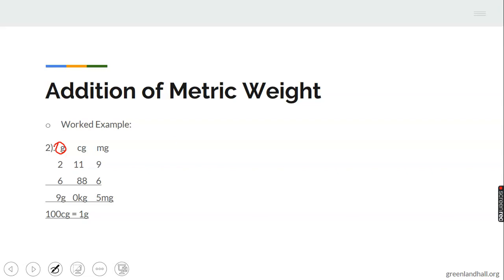9 plus 6, that's what? 15. You cannot write all the 15 down, because once it gets to 10, it has to be converted to centigram. So I know that 15 is 10 plus 5. So if we take away 10 from 15 and put the 10 here as 1 centigram, it will remain 5. That's the 5 you can see here, 5 milligram. So we add 1 to 11. That gives us 12, right?